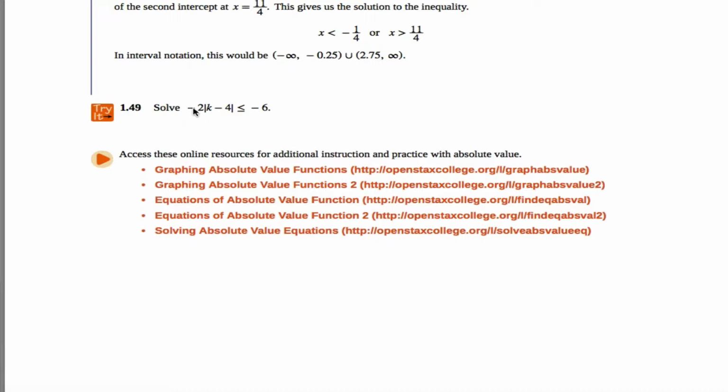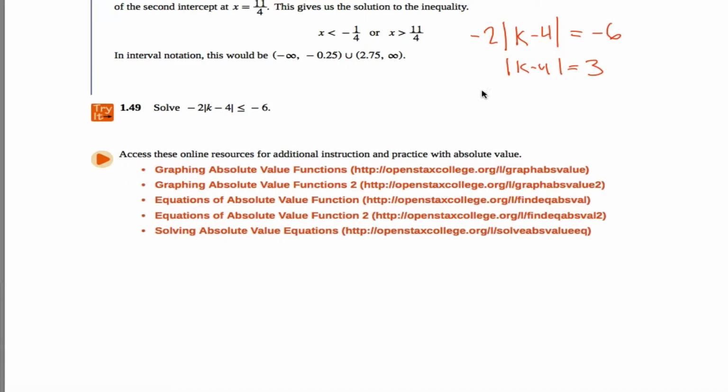Okay, so what I want to do when I'm solving an absolute value inequality is first change it into an absolute value equality. And what I mean by that is just change this less than or equal to sign into an equals sign. The reason I want to do that is because these are easier to solve than these are. The way you solve it is by first isolating the absolute value. So divide both sides of the equation by -2.